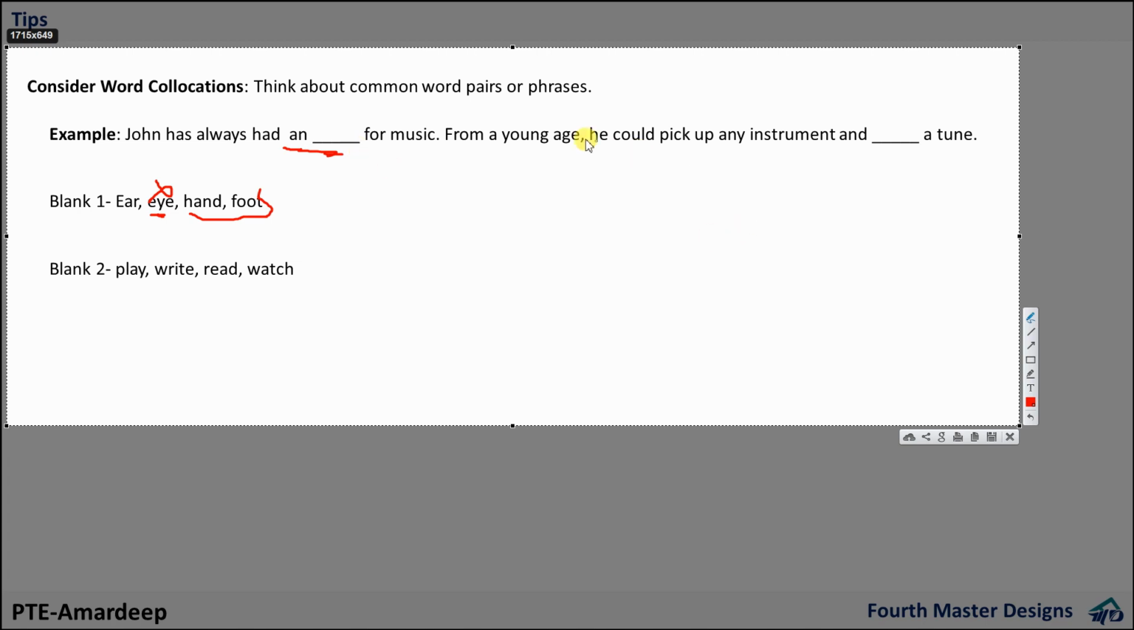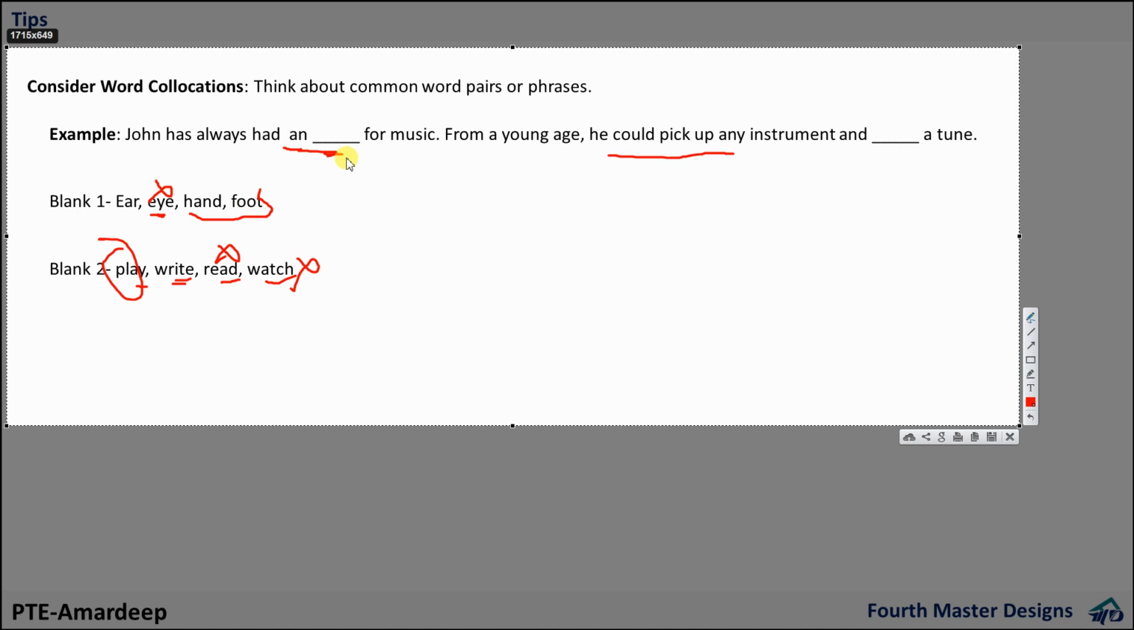Now, the second one: from a young age, he could pick up any instrument and dash a what? And play a tune, write a tune, read a tune, watch a tune. So he can, I don't know the technical word for this in the music industry, he can make a tune. Now, he can watch a tune doesn't make sense. He can read a tune, no. He can pick any instrument and produce that tune. So what is the nearest one here? Write, no. Read, no. Play only. Means he can take an instrument and just do it like that. So you should go with play only.